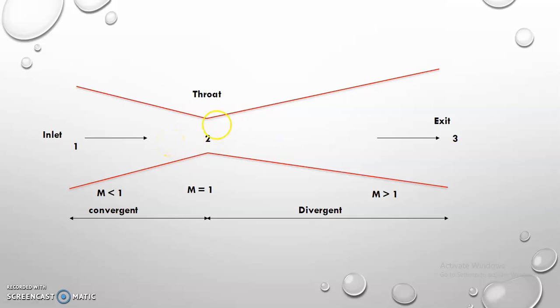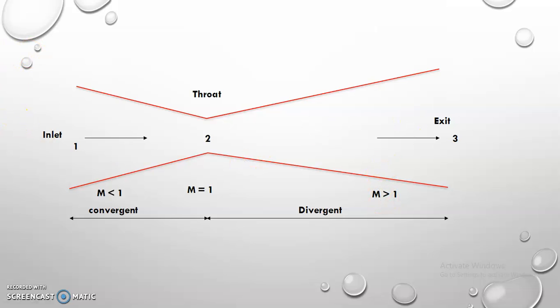There are three sections: one is the convergent section, another is the throat section, and another is the divergent section. The convergent section is very small compared to the divergent section. In the convergent section, the Mach number is less than 1. In the throat section, the Mach number is equal to 1. In the divergent section, the Mach number is greater than 1.